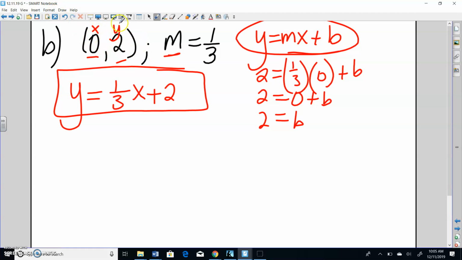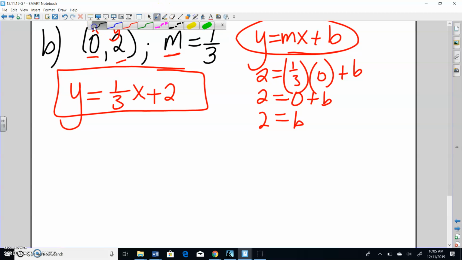Whenever x is 0 and we have a y value, that's your y-intercept. So we could have just gone straight to this equation and not had to do this work and said, okay, my y-intercept is 2, so that's what b equals. But if you can't identify it that way, then you can go ahead and plug in the values for x and y. But this one, the y-intercept was given to us.